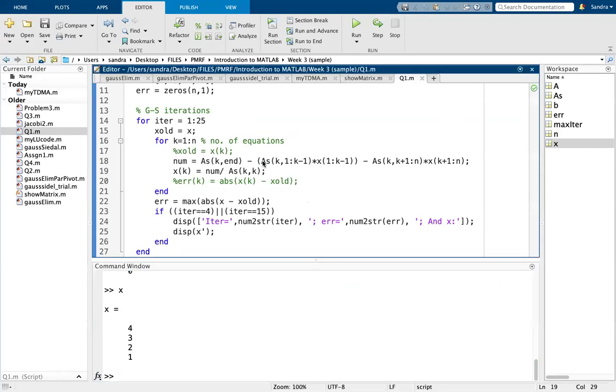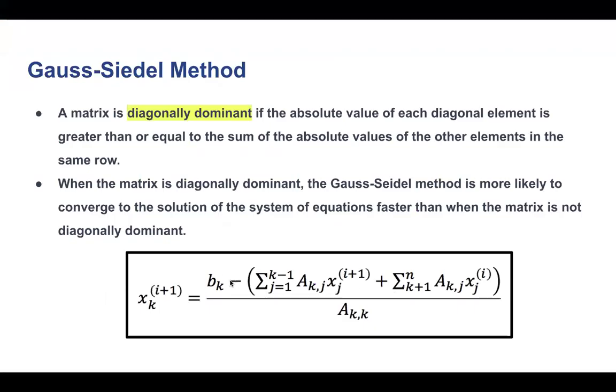See here, if you see this code, AS, K is fixed, the row number is fixed, but column numbers go from 1 to K minus 1. That is multiplied by X. Again, it was XJ, which means J values will go from 1 to K minus 1. This is multiplied and subtracted as per the formula. Now next, because this is subtracted, if this minus goes inside the bracket, it will become minus A, K, J, again K is fixed, J goes from K plus 1 to N. And here also XJ, J goes from K plus 1 to N.